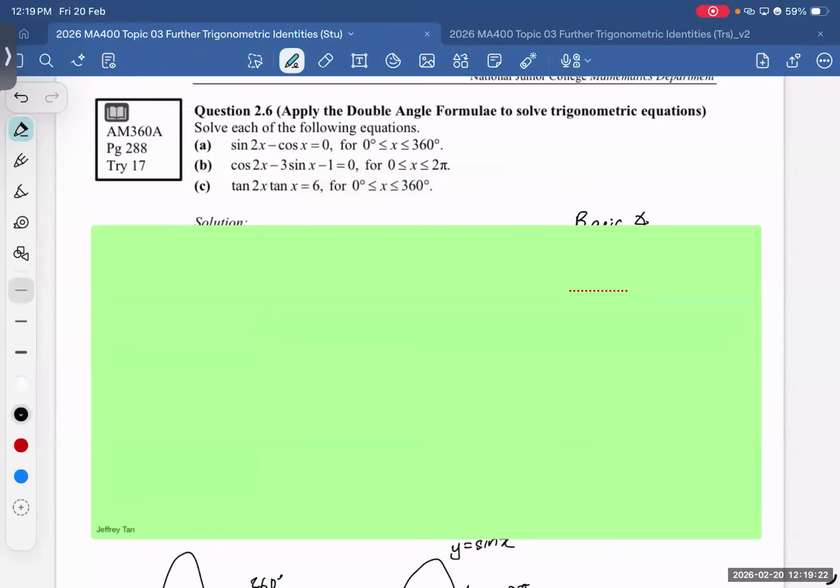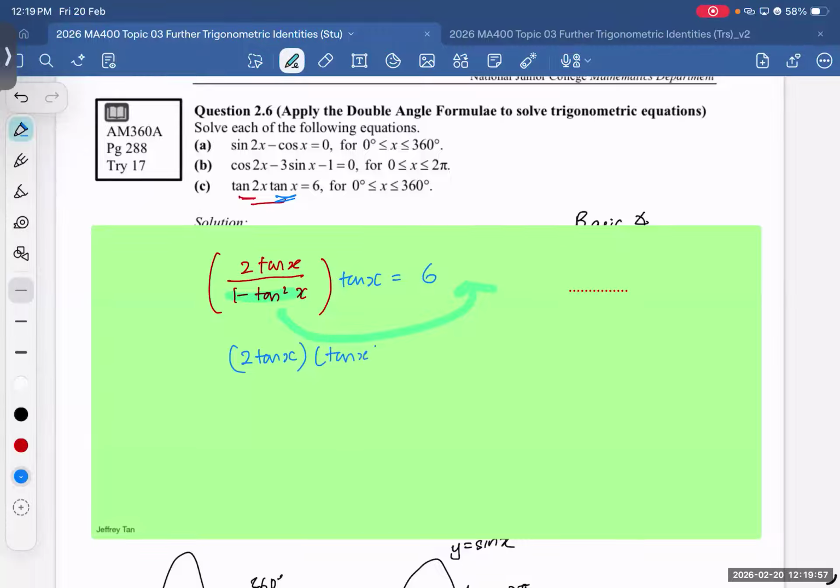Okay. Now, tangent 2x, trigo equation, we want to have same trigo variable. So if I see a 2x, I try to apply the double angle formula. This is 2 tangent A over 1 minus tangent square A, multiplied by tangent x equals 6. Right? So this is a denominator. I just bring it to the right hand side. I have 2 tangent x times tangent x equals to 6 times 1 minus tangent square x.